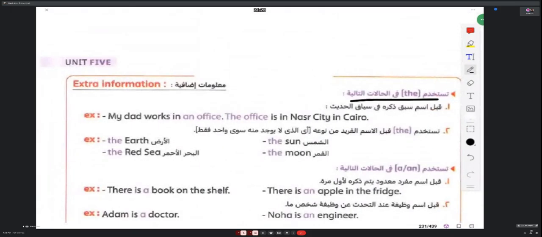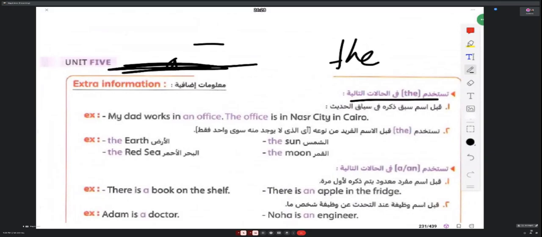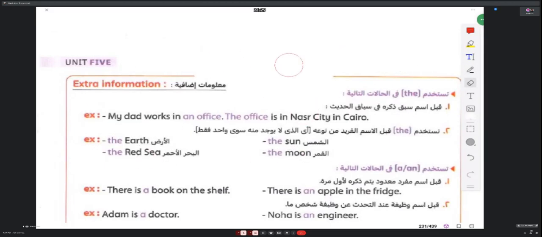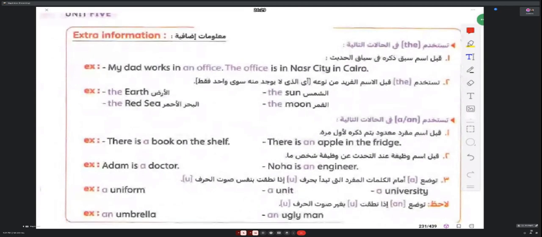We use the when we talk about something we mentioned before. As I said before, a cat, and after that, the cat. I mentioned it before, so I can use the because it is known to you already. Or when something is unique: the sun, the moon, the Red Sea, the ocean, and so on. The Egyptian Museum, the pyramids. There is no pyramids, but the pyramids.